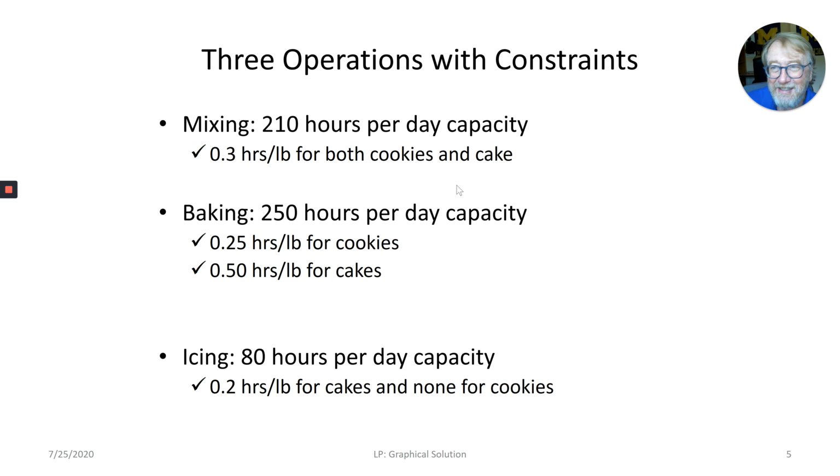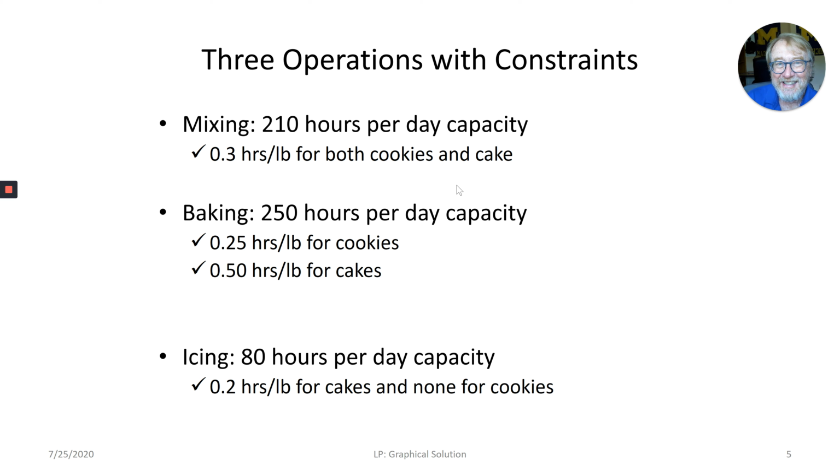It has a mixing operation, a baking operation, and an icing operation. So the first thing that the baker does is throw the flour, the sugar, the butter, and so on into a big mixer and mixes it up. It takes 0.3 hours for every pound of cookie and 0.3 hours for every pound of cake, and they have a total of 210 hours of capacity for a day. And that's how much they can mix up.